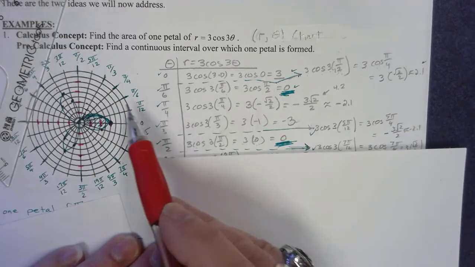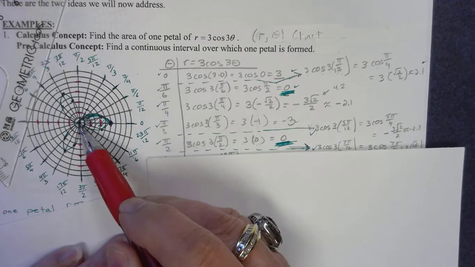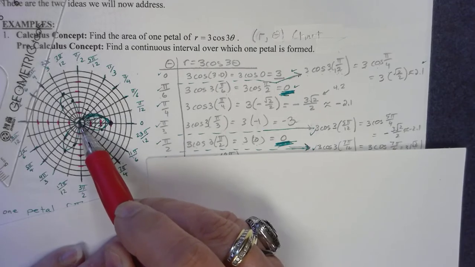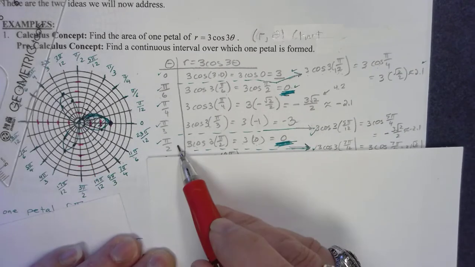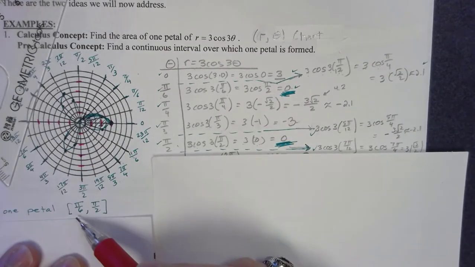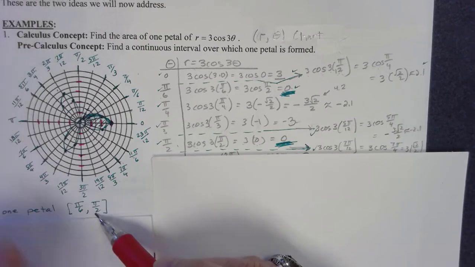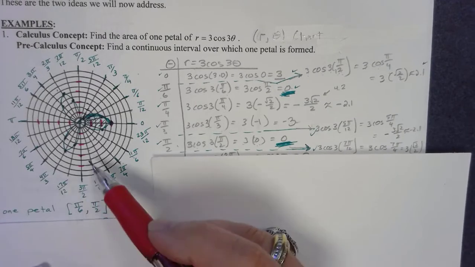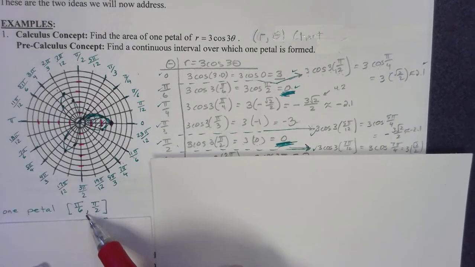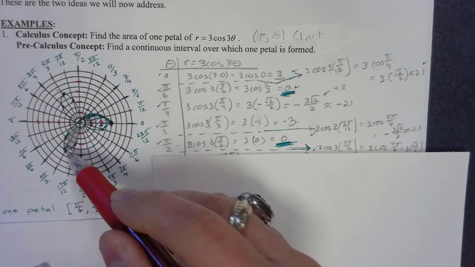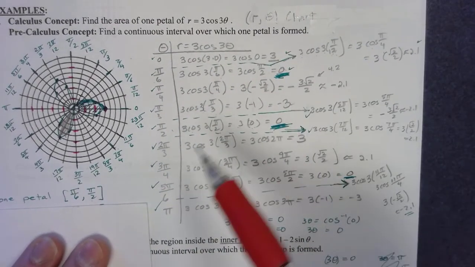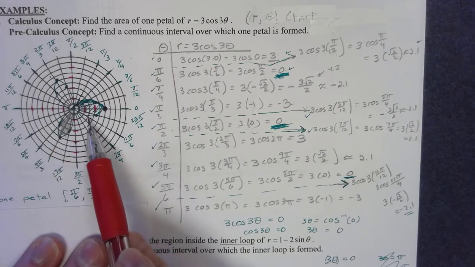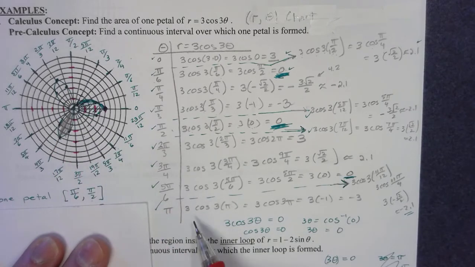Notice at pi over 6, I had a point at the pole, and I got back to that point at pi over 2. So I get one petal from pi over 6 to pi over 2. And I could integrate this function on that interval and get one petal. And if you wanted to, you could continue this process until you get one entire graph of this. But what's interesting is we get the whole graph in pi units.